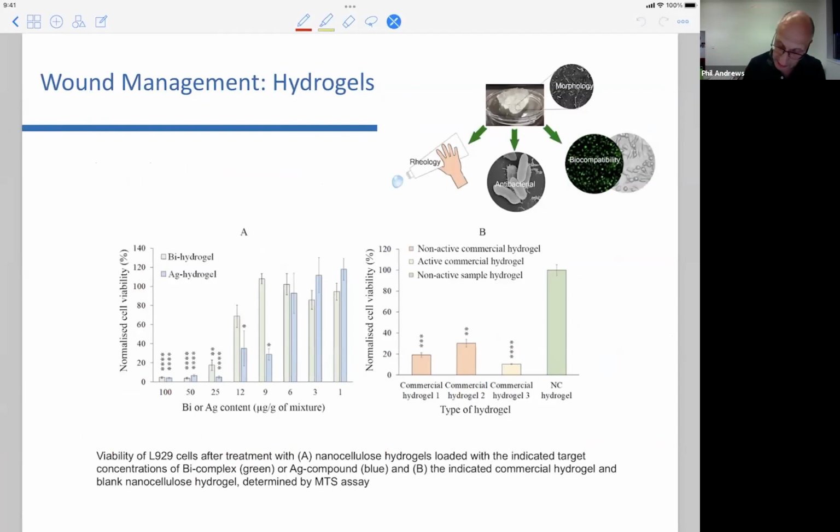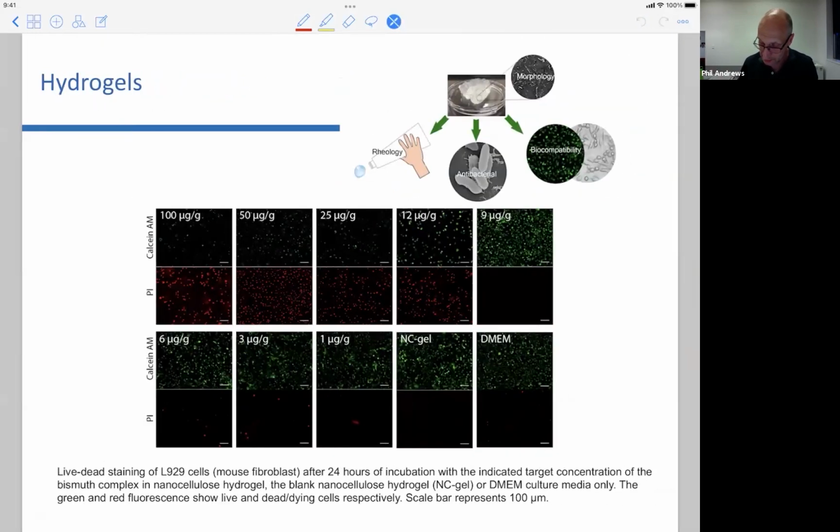And you can see from this that round about here, about 9 micrograms per gram of compound going into the cellulosic gel, which would then be larger because it's 100% as the gel, the bismuth is essentially non-toxic. These are tests towards fibroblast cells, but the silver shows a degree of toxicity. So the bismuth is outperforming silver in terms of safety towards mammalian cells. So that 9 micrograms per gram seems to be the best place to go.